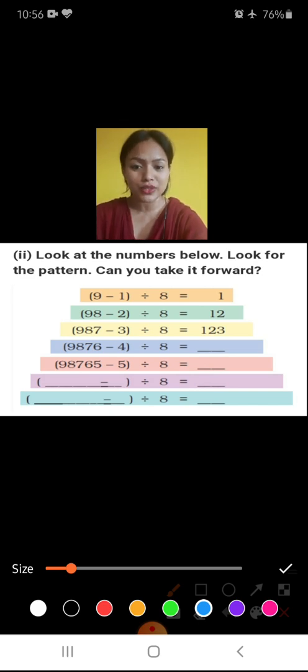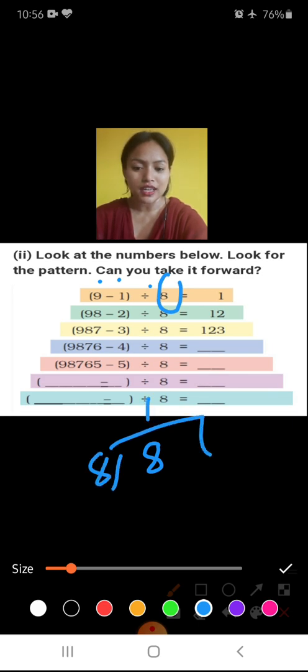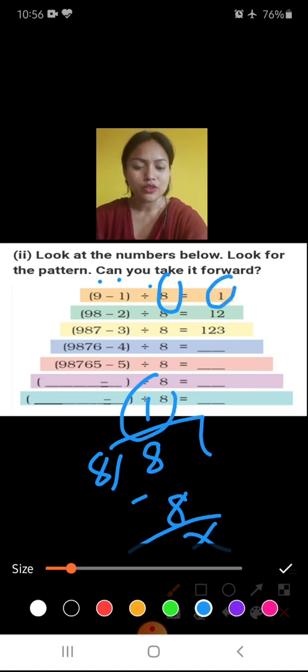In this one, the first is 9 minus 1. So 9 minus 1 is 8. And there is a divide sign in between. When we divide, what will be left? 8 divided by 8 will be how much? 8 ones are 8. So what's left? 1 will be left, as you can see.